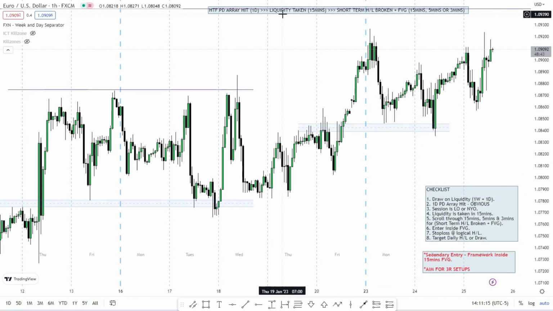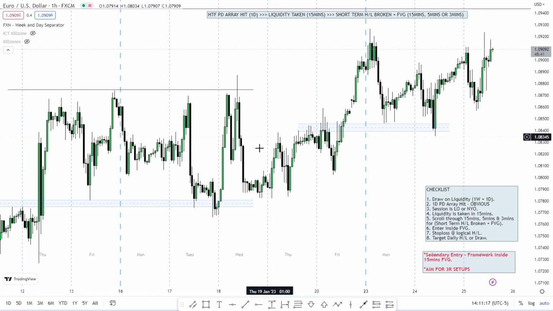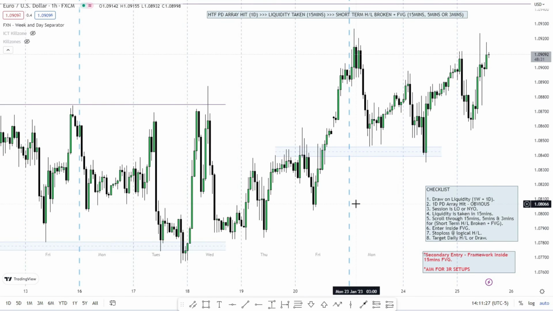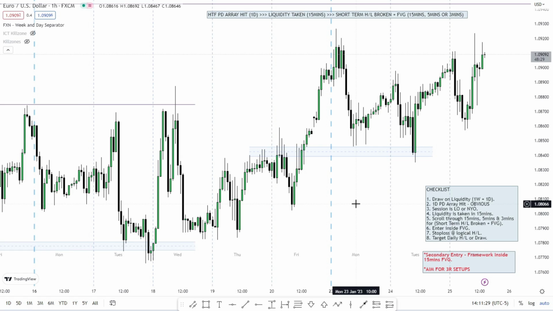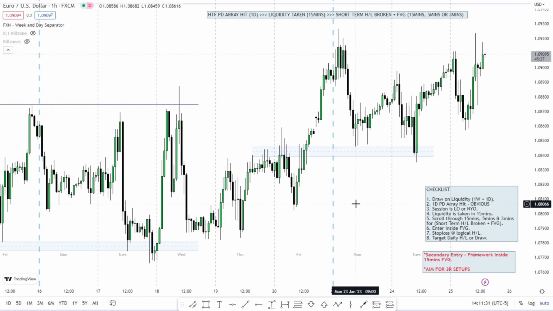So like that. I've seen that the one hour is just good for checking intra-week liquidity and maybe day-to-day liquidity, like maybe previous day liquidity. So I don't like using it much for any type of framework or even framing a setup. So that's all about the one hour.